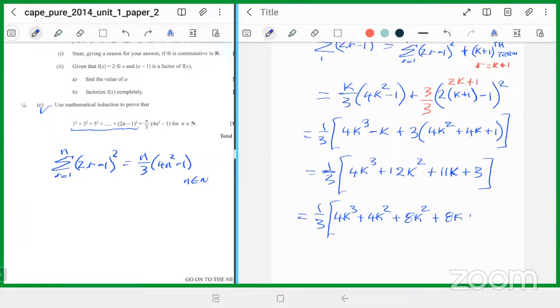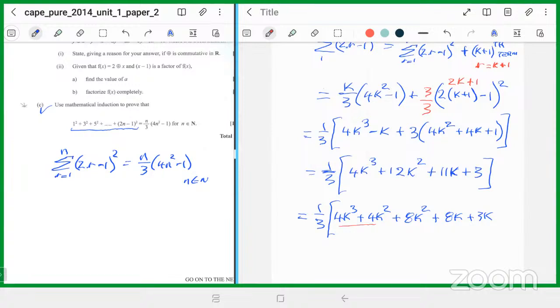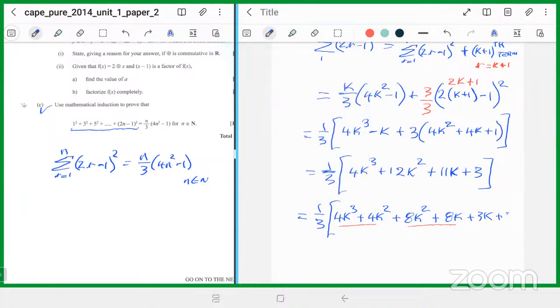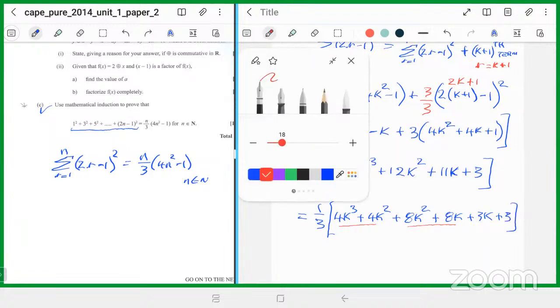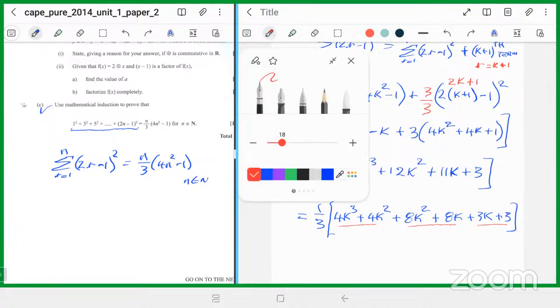So I have plus 3k. I'm putting these two together, and this is a 3k now. Let's put it with the plus 3. So I'm gonna put plus 3. All right. So what you find then is that I can factorize k plus 1 out of this. Look at it. I can factorize k plus 1 out of this, and I can factorize k plus 1 out of that.